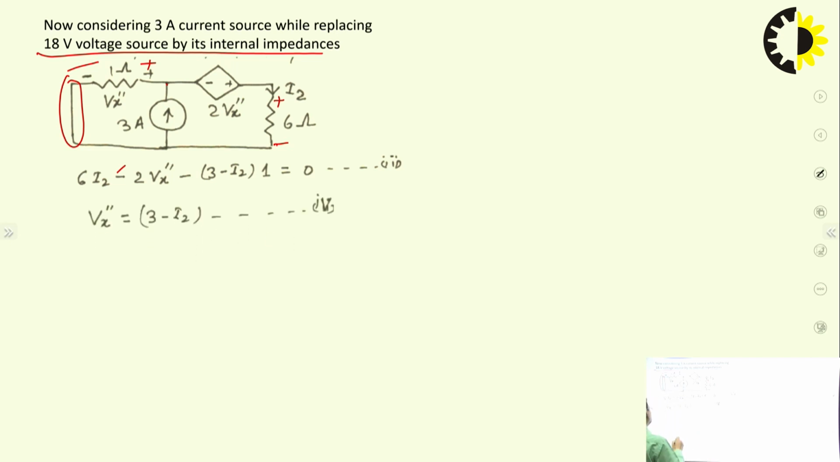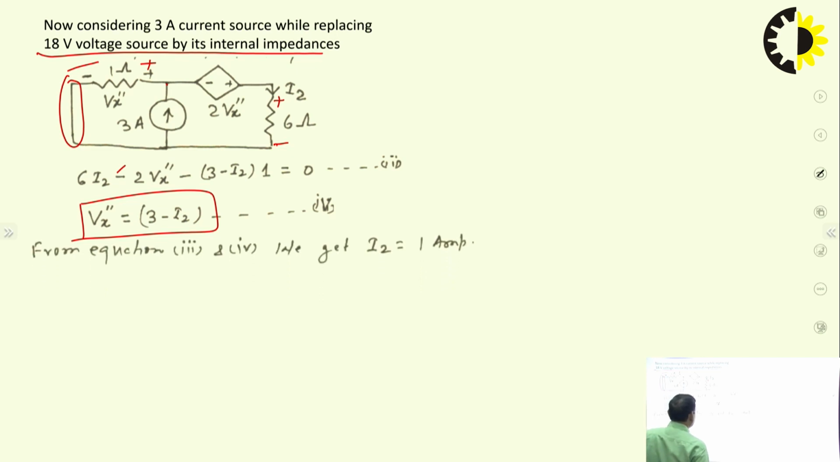So one more equation will be like this. Look here. Here Vx double dash is 3 minus I2, whereas in the previous circuit Vx dash was minus I1. Here Vx double dash is 3 minus I2, because in this case it is supporting the polarity of this voltage. So on simplification we can get I2 is 1 ampere.